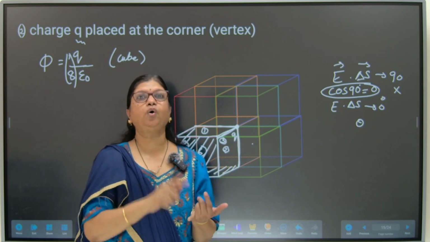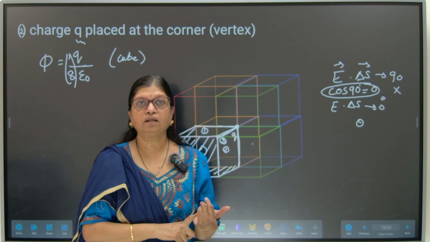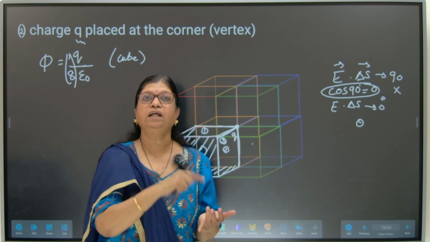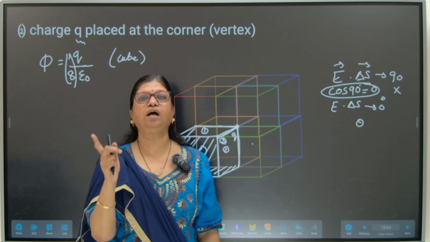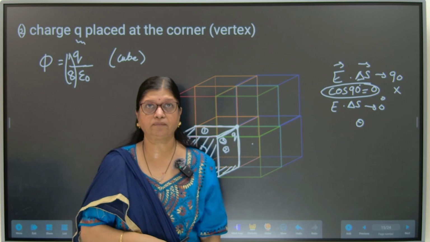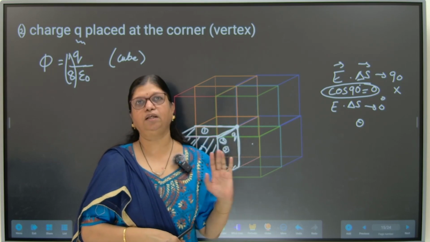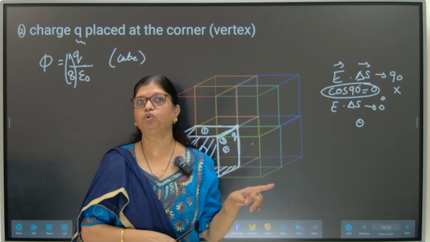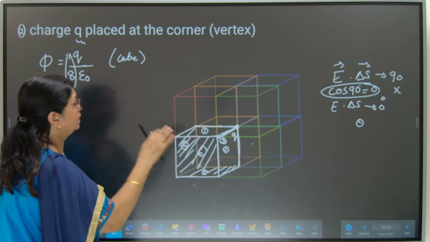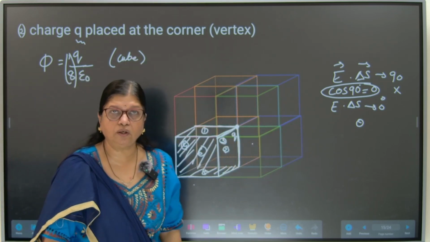Because the angle between all these 3 surfaces will have E and delta S theta is equal to 0 degree, or some flux will be there. Is it clear? Okay. So the angle is not 90 in all these 3 surfaces where I have put the slashes. Fine. So flux will be there. So the same story will follow for the other 7 cubes also.